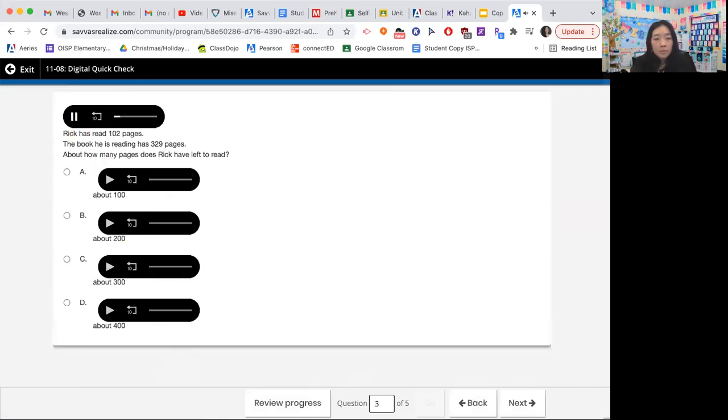Rick has read 102 pages. The book he is reading has 329 pages. About how many pages does Rick have left to read? So we need to estimate 329 minus 102.